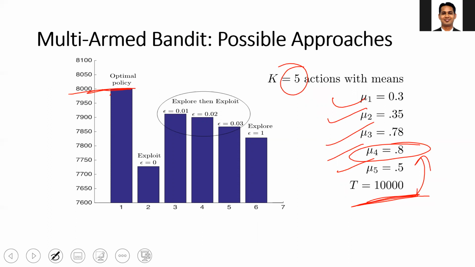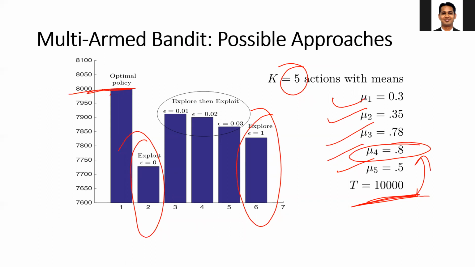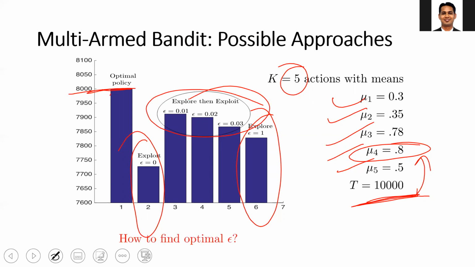Since I don't know this mu value, I need to do exploration and exploitation. Suppose that I don't do any exploration, I directly do the exploitation. You can see that I'm not going to perform well. Or if I do only exploration, I'm not going to perform well. So you need to make sure that you do a sufficient amount of exploration followed by exploitation. And how to choose this epsilon correctly is a big headache. Okay, in this case, we are not going to learn how to design the algorithm.